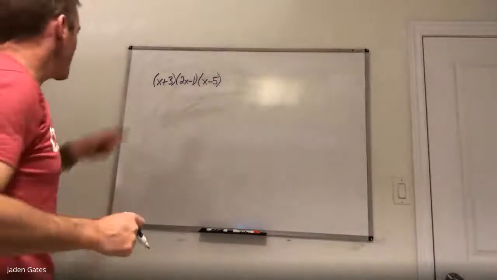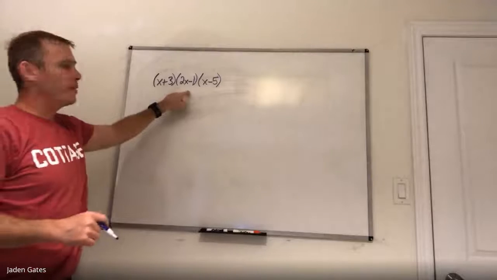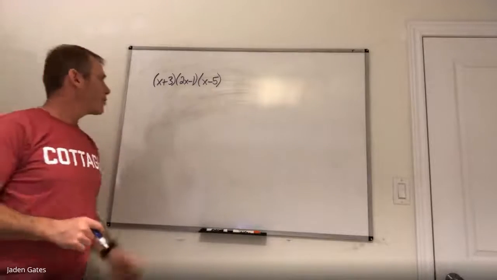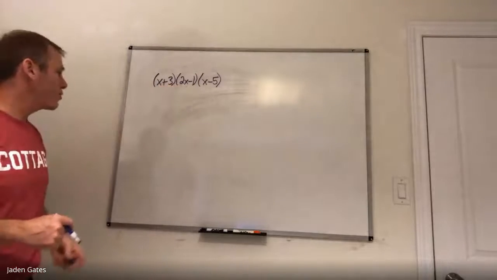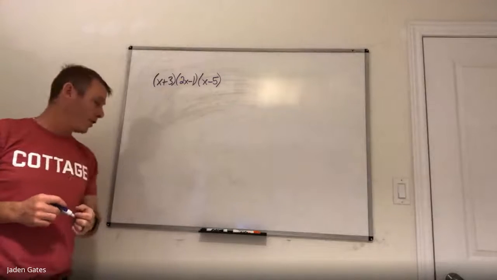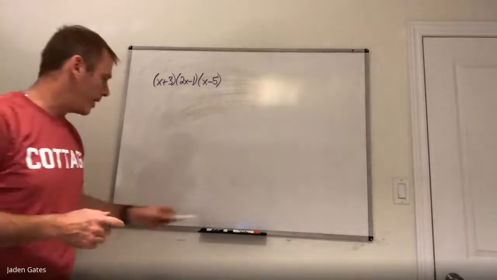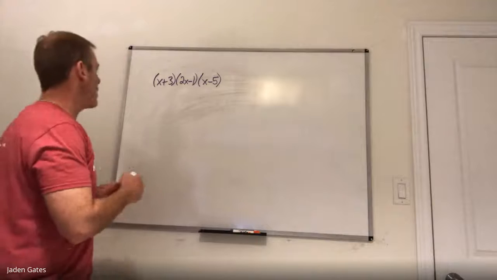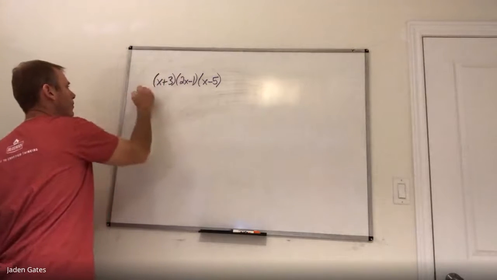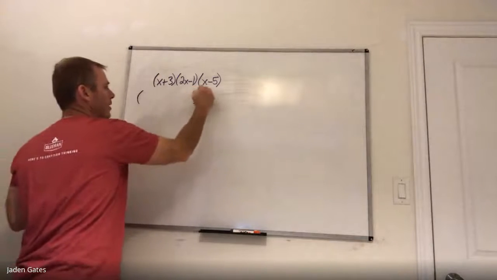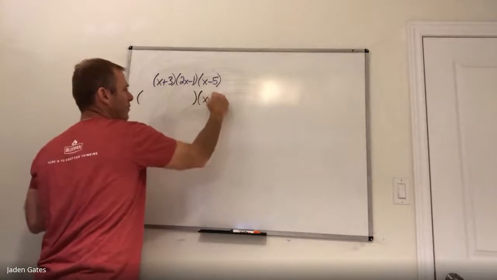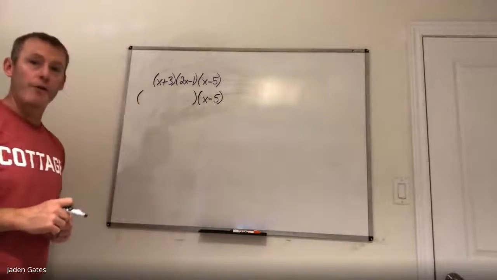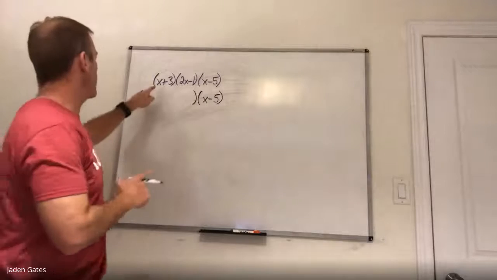So I have a binomial times a binomial times a binomial. So the first thing I'm going to do is I do know how to do a binomial times a binomial. FOIL, we just did that, right? And so I'm going to do FOIL for the first two. And I'm just going to leave this x minus 5 on the side there for now. All right, so again, FOIL.